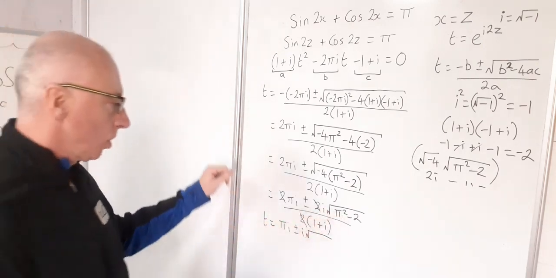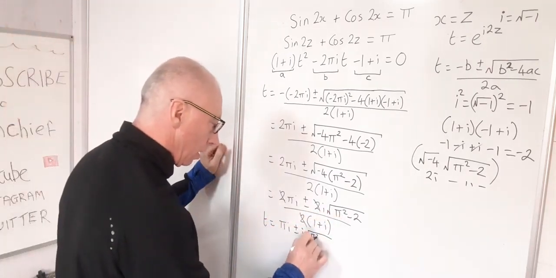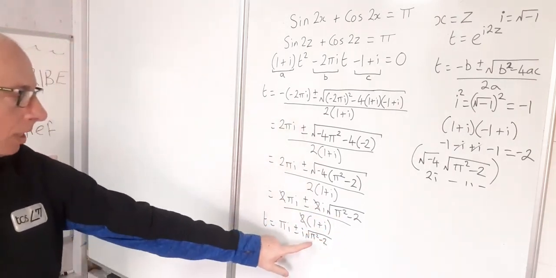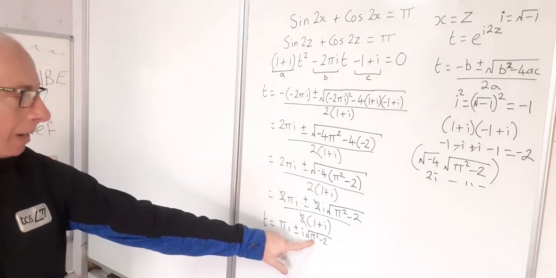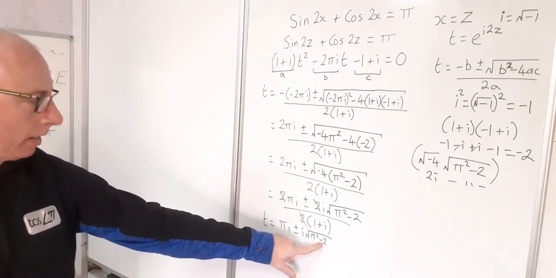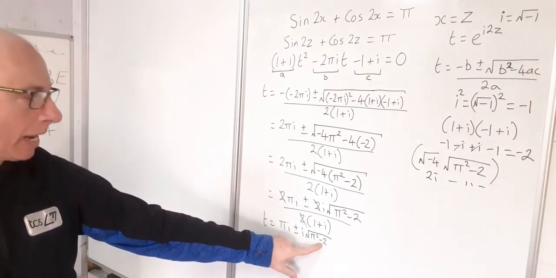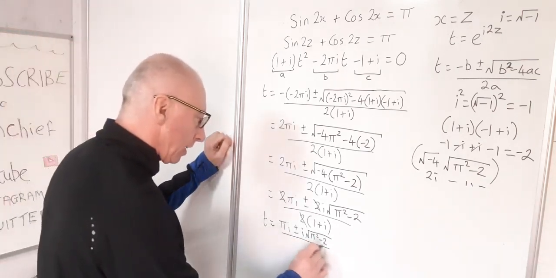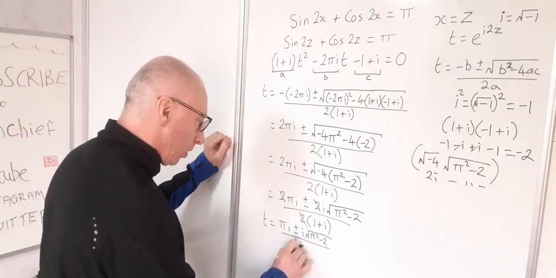Pi squared minus 2. So inside this radical now, this is going to be a real number. Pi squared is around about 10, roughly. Minus 2, so it's going to be around about 8. So square root of something around about 8, that's going to give us a real number. And then we divide that by 1 plus i.